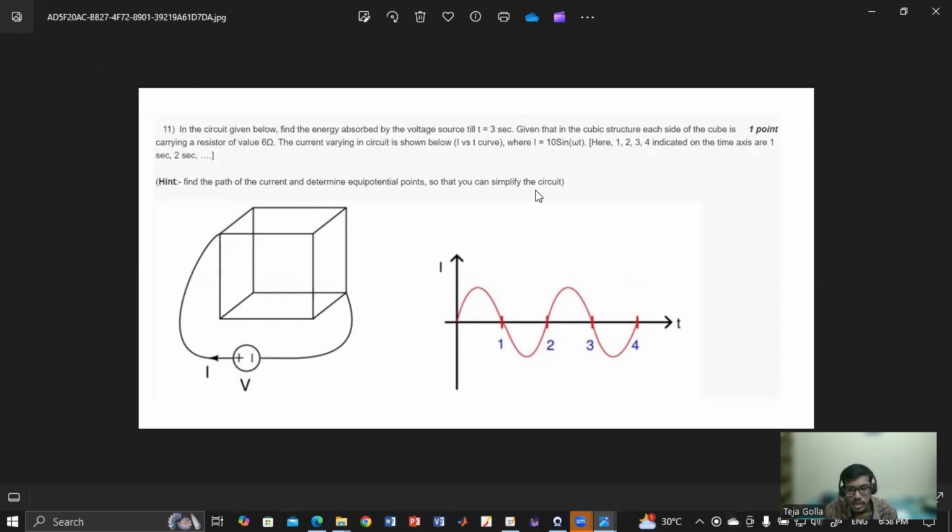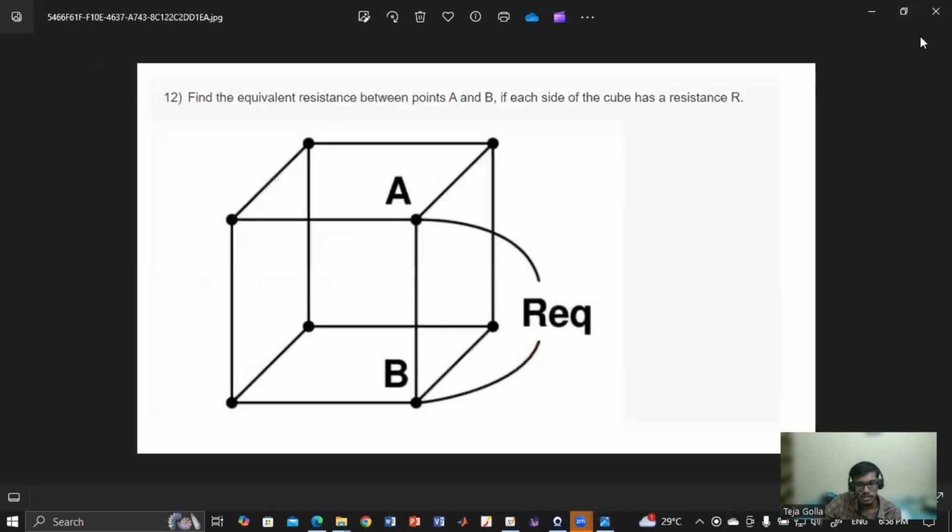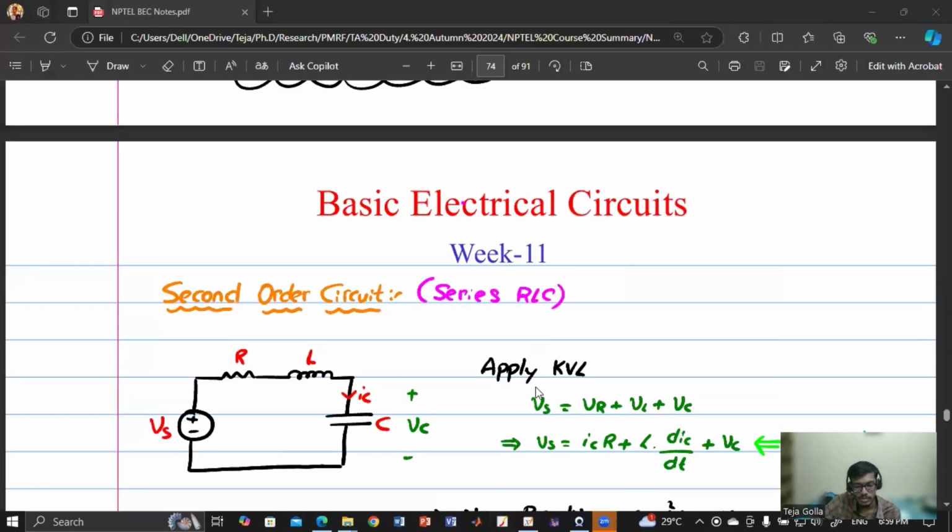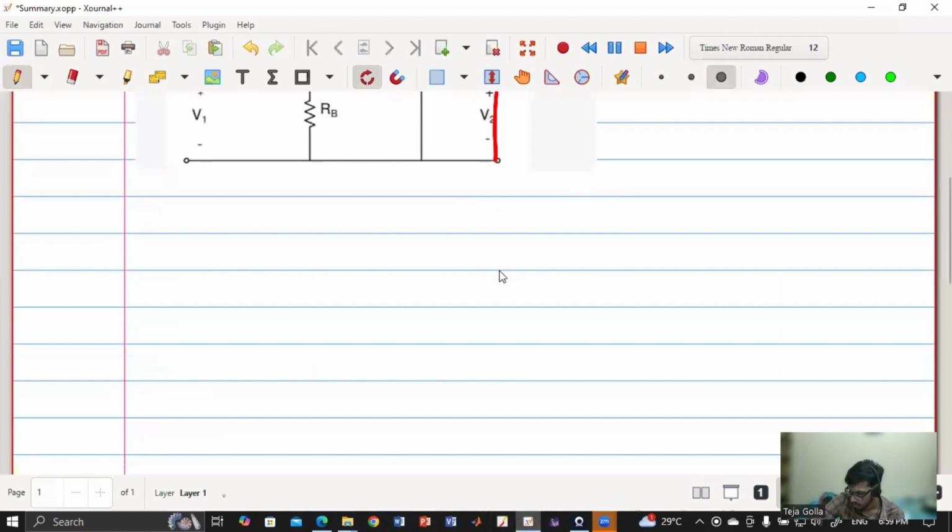Here they have given a cube. How to solve this sum with the cube? Find the equivalent resistance between points A and B if each side of the cube has a resistor R. So they are asking the equivalent resistance between these points. Okay, let us see how to solve it. Give it a try.